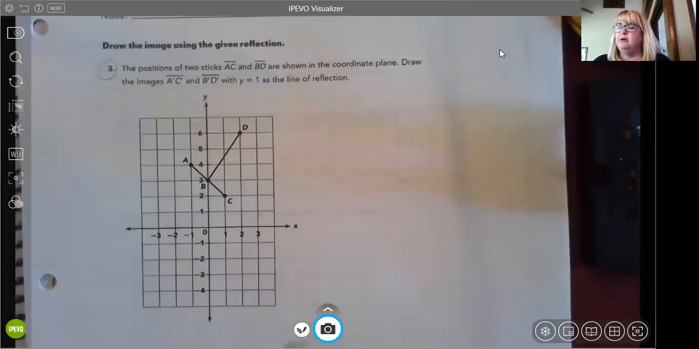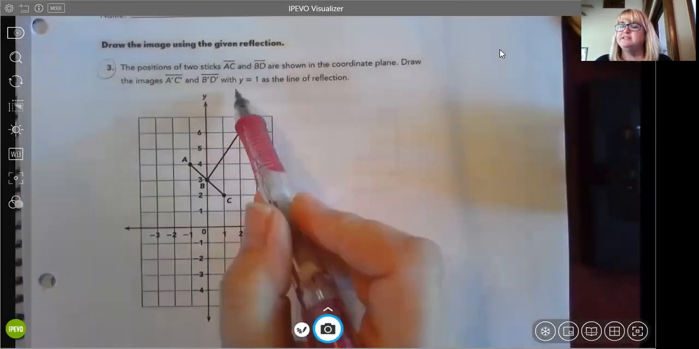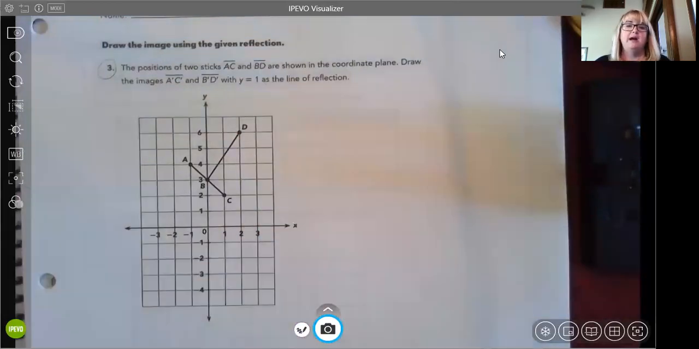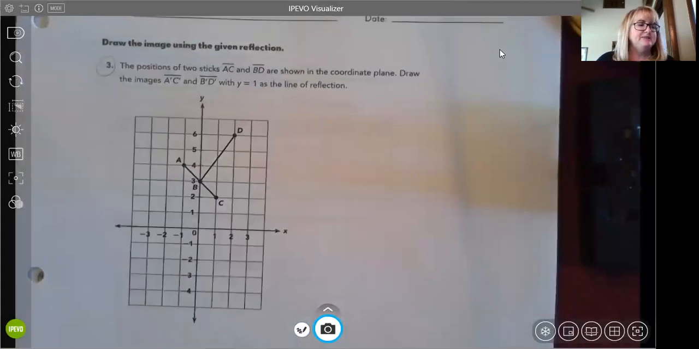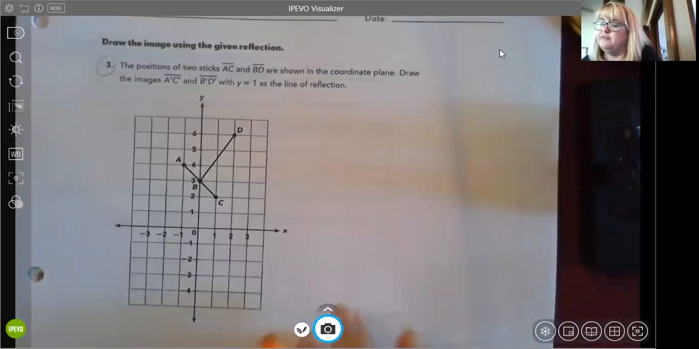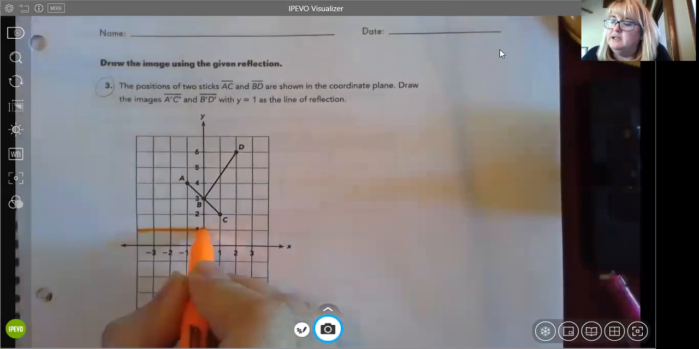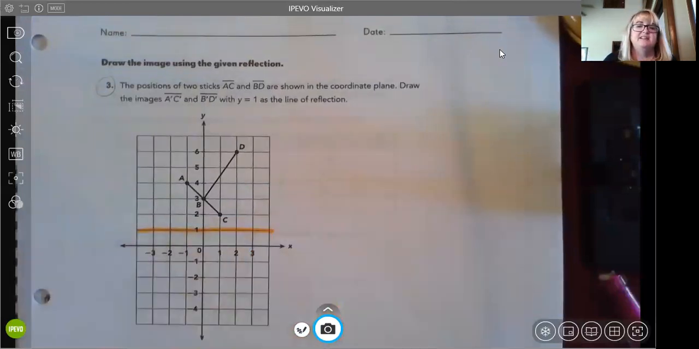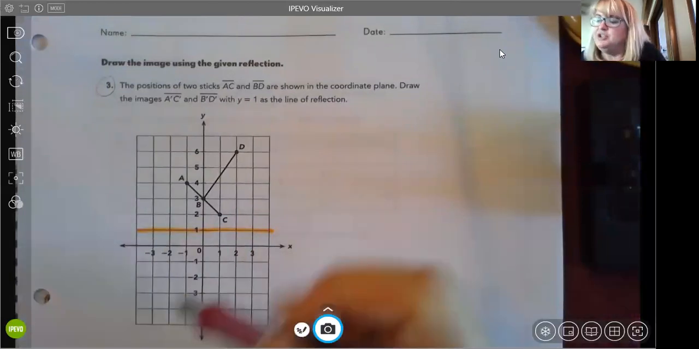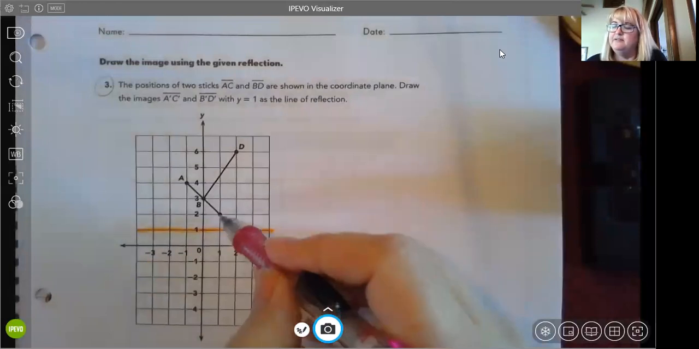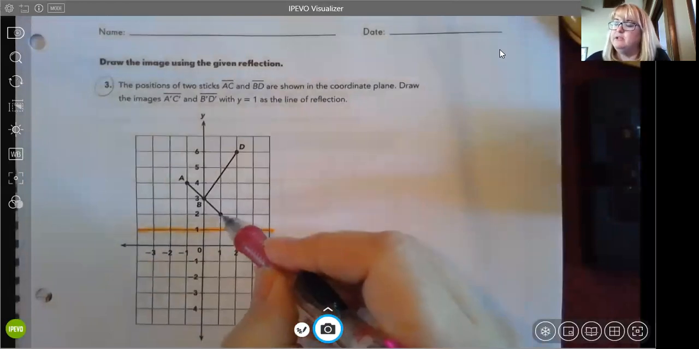Remember, the line is going to go through the y-axis at 1. No matter what x is, y equals 1. Since it's y equals 1, our line of reflection is going to be right here. This line of reflection is a little different than the other, but it works the same way. So let's do A prime C prime first. C is 1 unit above. C prime will be 1 unit below.